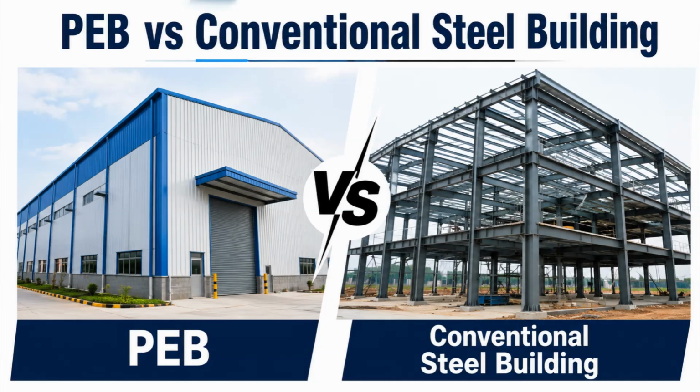In today's video, we are going to compare two widely used steel building systems, pre-engineered buildings, commonly known as PEB, and conventional steel buildings. Both systems are extensively used in industrial, commercial, and infrastructure projects. However, they differ significantly in design philosophy, material consumption, fabrication methods, construction speed, project cost, and overall applications.